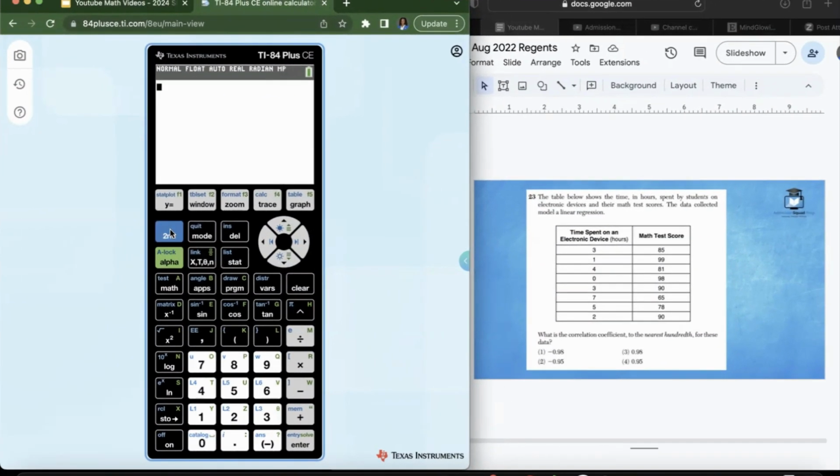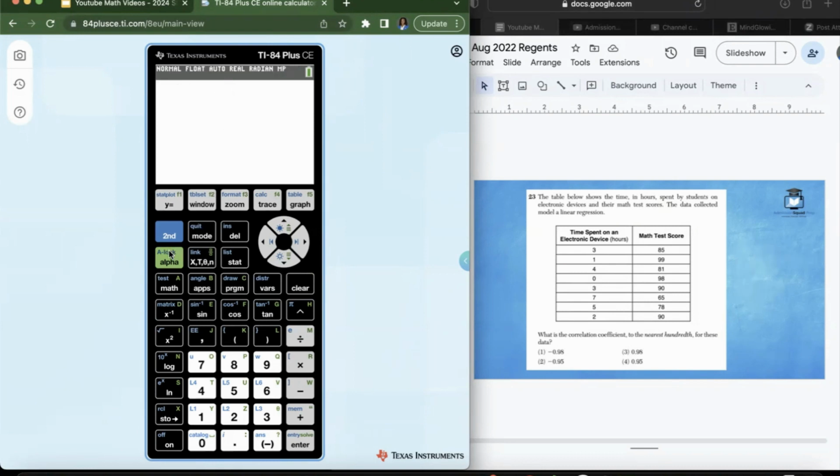Before you get started working on linear regression problems, you have to remember to turn diagnostics on. There are 2 ways to do this. You can hit second 0 and scroll all the way down to where you're going to see diagnostics on and diagnostics off, and you're going to select diagnostics on. So let's take a look. It's right over here. You see how it says diagnostics off? We want to go to diagnostics on, and we're going to press enter twice. So you see how it says done? That's what you're looking for.